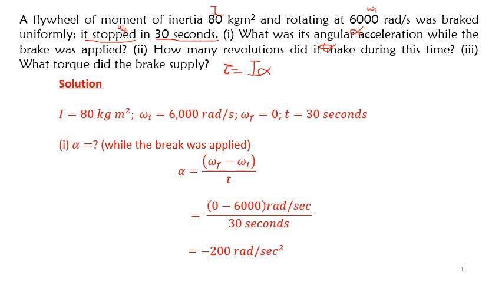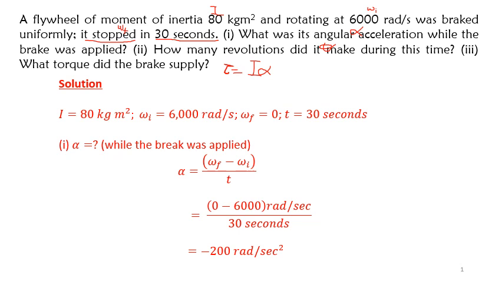Of course, it is coming to a stop. That means the negative sign shows that it is decelerating. The angular velocity is reducing. And that's why it came to a stop. It reached 0. Okay? So we know our alpha. Then the revolutions made within that 30 seconds.